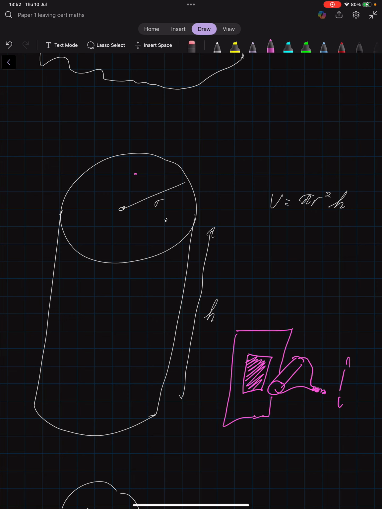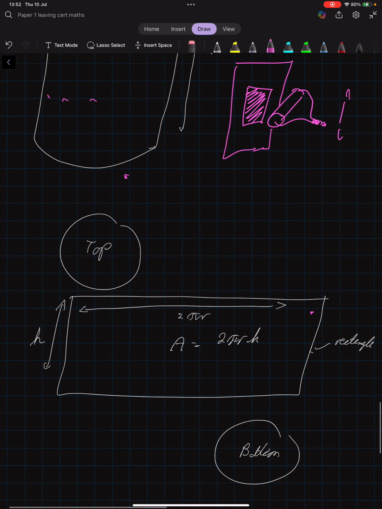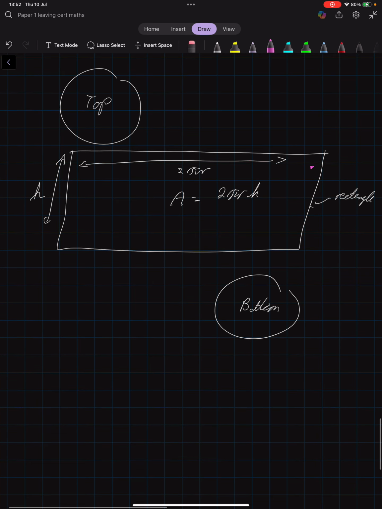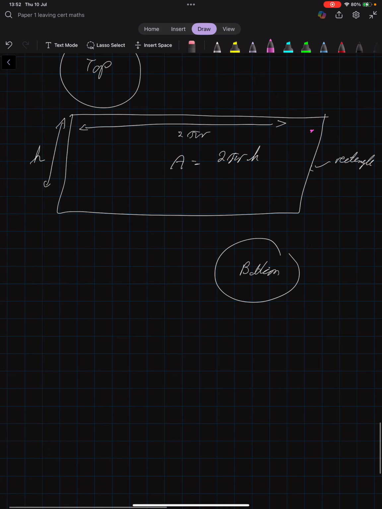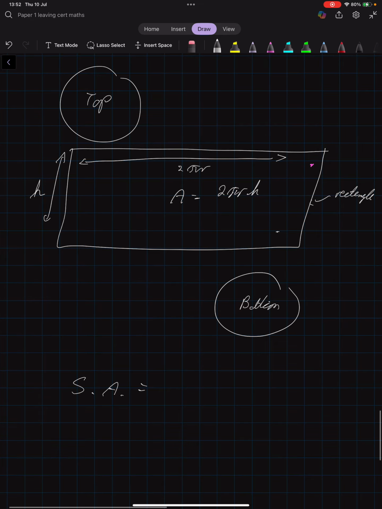You need to paint the top, you need to paint the bottom, and you need to paint this bit out here as well. Now, they might ask you, what is the surface area? The surface area is equal to the area of this thing, which is 2 pi r h, plus the area of the top, which is pi r squared, and the area of the bottom is also pi r squared. So the total surface area is that.